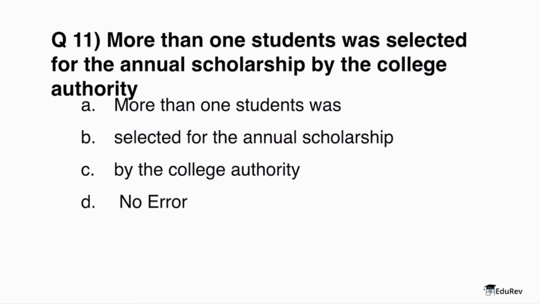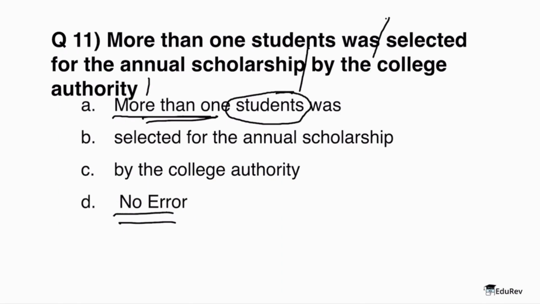More than one student was selected for the annual scholarship by the college authority. Again, let's divide the statement. More than one student was selected for the annual scholarship. Second, by the college authority. Third, and the last is again no error. So here once again, more than one. When we talk about more than one, of course, we are talking in the plural sense here. But we do not use a plural noun. Whenever more than one is used, it should always be followed by a singular subject as well as a singular noun.